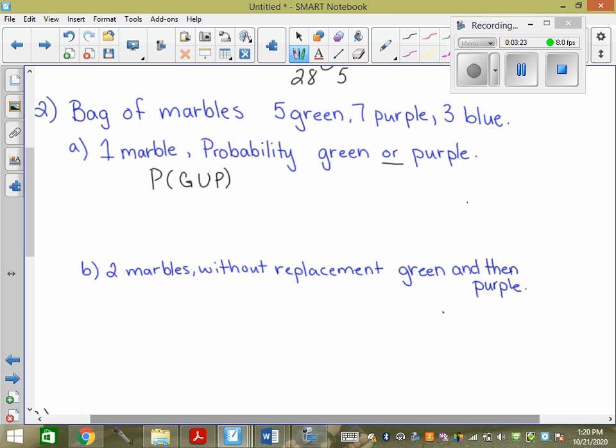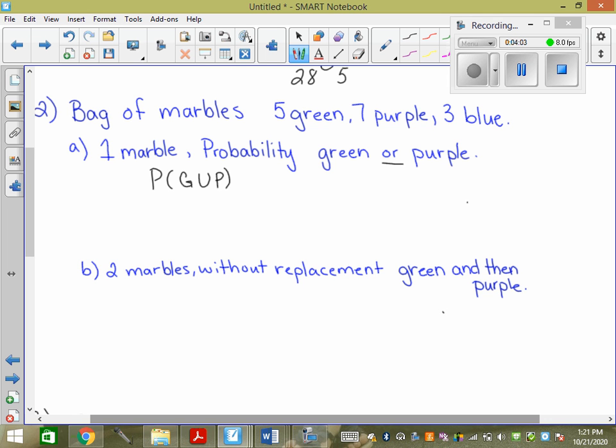Then I go to my formula sheet over here, green or purple. Or is the top 2 formulas, correct? The top 2 formulas for or are mutually exclusive or not mutually exclusive. Mutually exclusive means they have nothing in common. Not mutually exclusive means there's overlap and I have to subtract it off, right? So when it goes to or, I go to these 2 formulas and I say, which one do I need to use? Well, is there a green and purple marble in this bag? No. So is there overlap? No. So these 2 are completely mutually exclusive. So I use the one without the subtraction, right? So I'm just going to add their 2 probabilities.